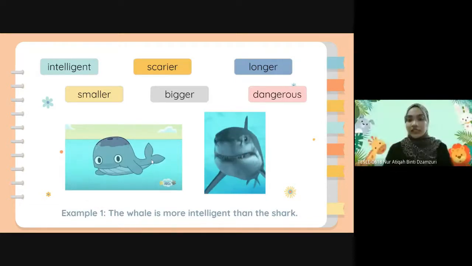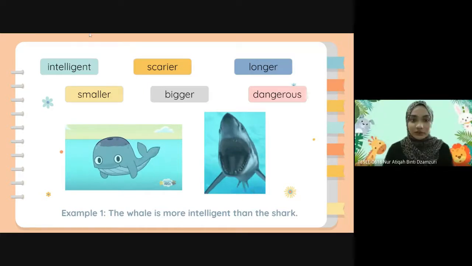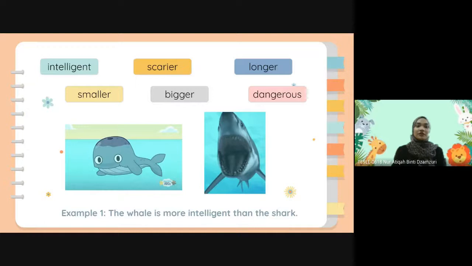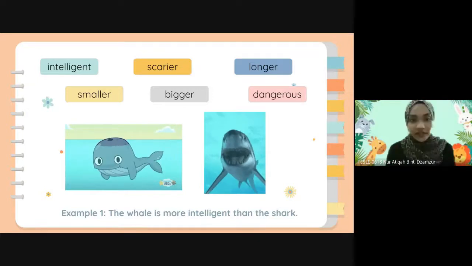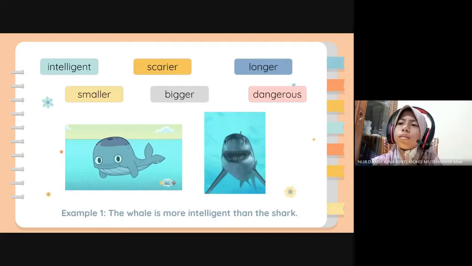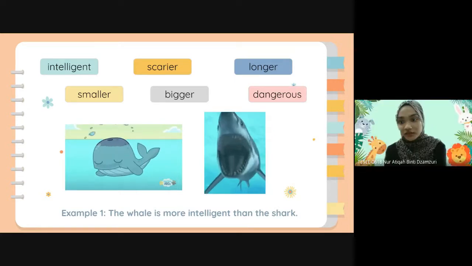Okay, what is that? The one in the water, that comes out of the water, its head. What is that? Whale. And then the one with the shark teeth. Shark. Very good. It is shark.